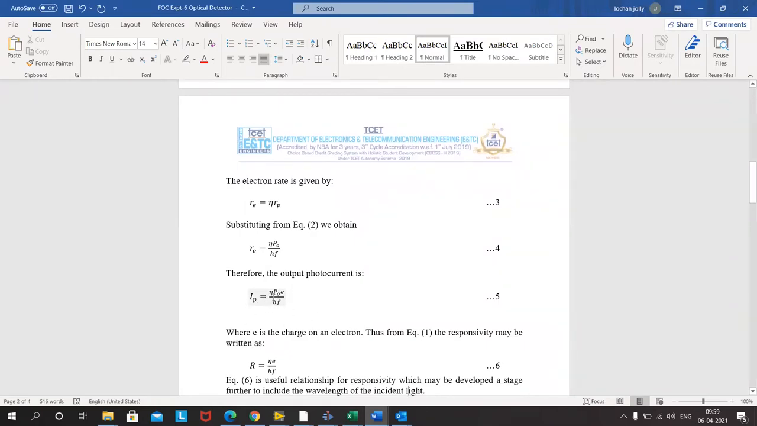So IP is eta P naught E by HF, where F we can replace by C by lambda, and R, responsivity, which is IP by PO, is eta E by HF or eta E lambda by HC. So for this, the inputs that we need are wavelength and input optical power. The rest are constants. Now we will open LabVIEW in the front panel.